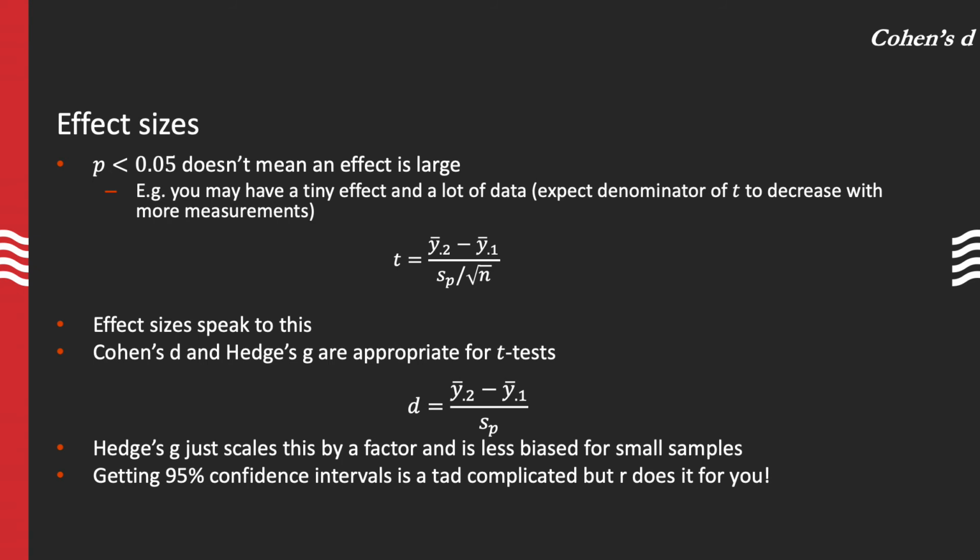So now let's talk about effect sizes, because these are, in my opinion, just as important as the hypothesis tests themselves. So first thing is that a p-value less than 0.05, where you're able to reject the null hypothesis, doesn't actually mean that the effect you measured is large. All it means is that you measured an effect that's statistically significant.